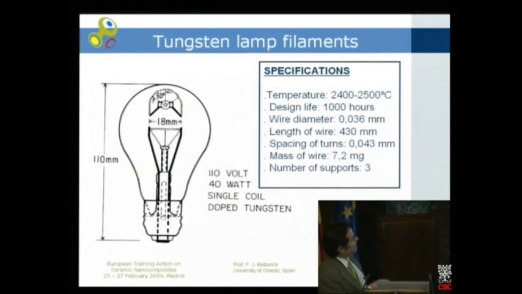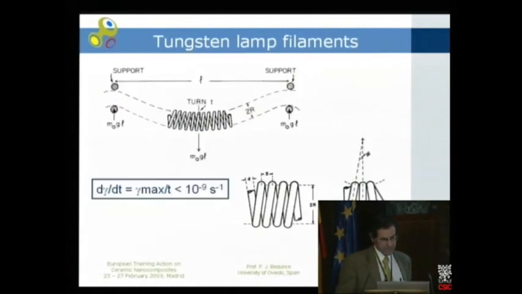But it's important to consider that the working condition of this filament is extremely severe, because the temperature is 2,400, 2,500 degrees. So there are not many materials that can maintain these temperatures during the design life of one of these lamps, which may be about 1,000 hours. Here are some geometrical parameters related with this special situation. So the material we usually use is tungsten, because the melting point of tungsten is much over 3,000 degrees.